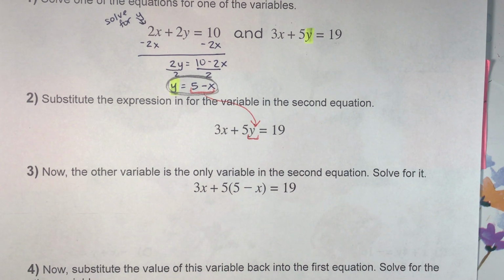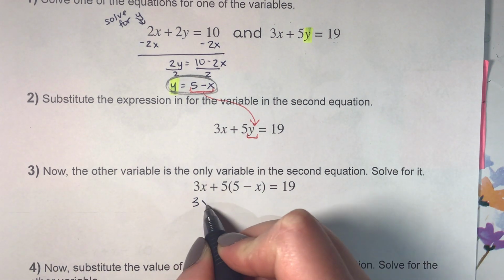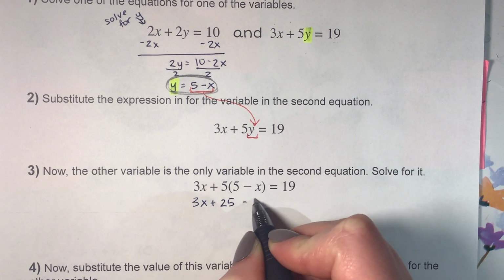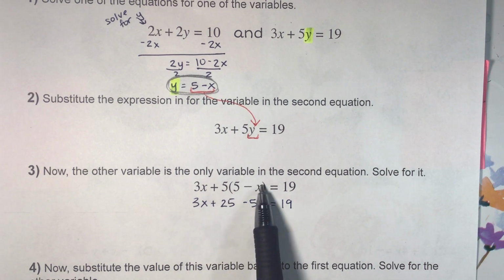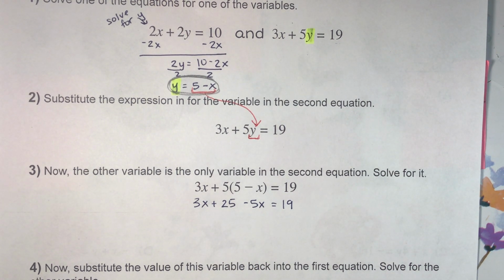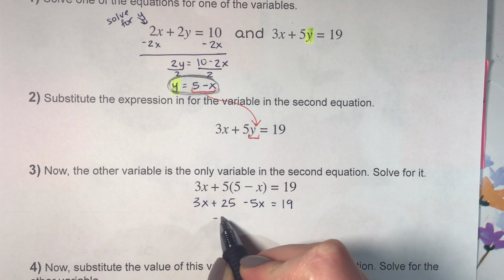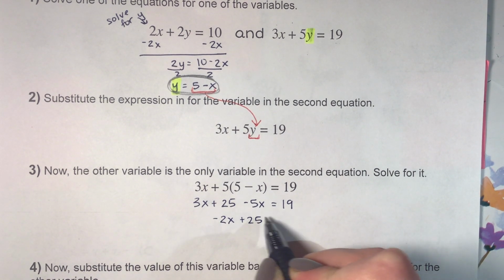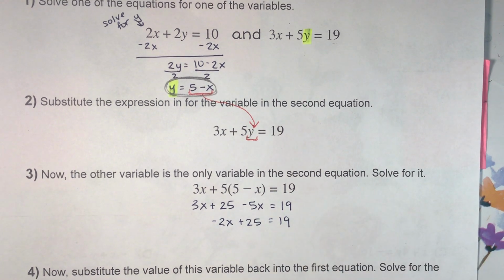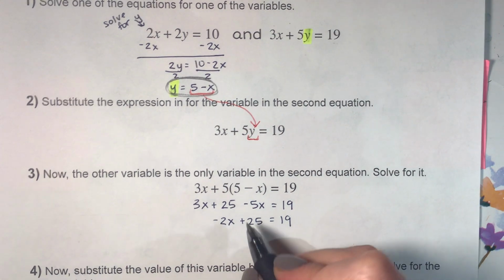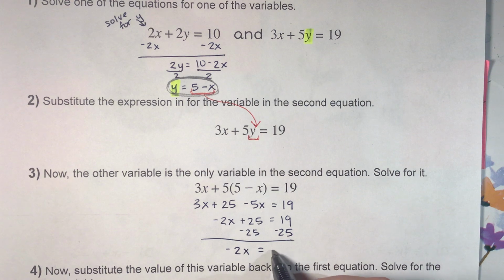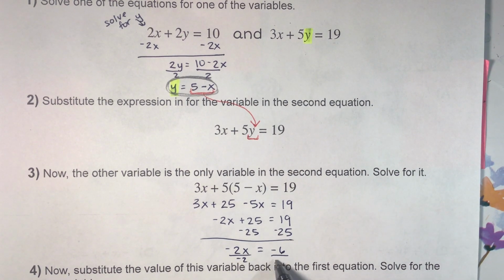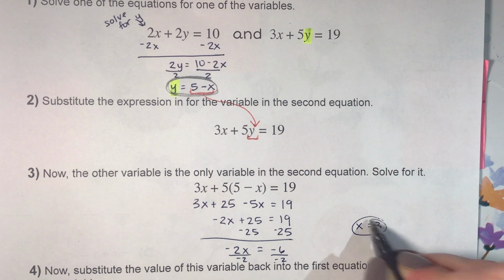Okay, now it's time for me to start solving my equation for x. So this is 3x plus 25 minus 5x is equal to 19. I just distributed my 5. Now it's time for me to start solving for that x some more. I'm going to combine like terms, so that's negative 2x plus 25 is equal to 19. I'm going to subtract 25 from both sides. So now negative 2x is equal to negative 6. Divide by negative 2. X is equal to positive 3.